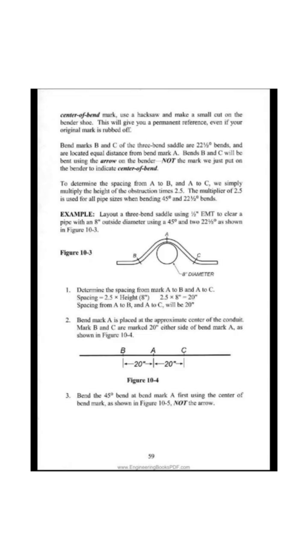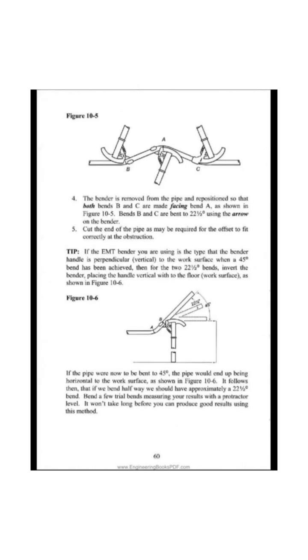2. Bend mark A is placed at the approximate center of the conduit. Marks B and C are marked 20 inches either side of bend mark A, as shown in figure 10-4. 3. Bend the 45 degree bend at bend mark A first using the center of bend mark, as shown in figure 10-5, not the arrow. 4. The bender is removed from the pipe and repositioned so that both bends B and C are made facing bend A, as shown in figure 10-5. Bends B and C are bent to 22.5 degrees using the arrow on the bender. 5. Cut the end of the pipe as may be required for the offset to fit correctly at the obstruction.